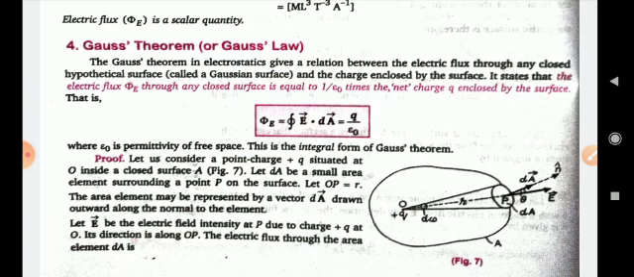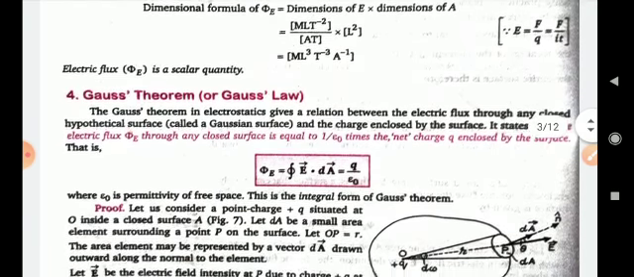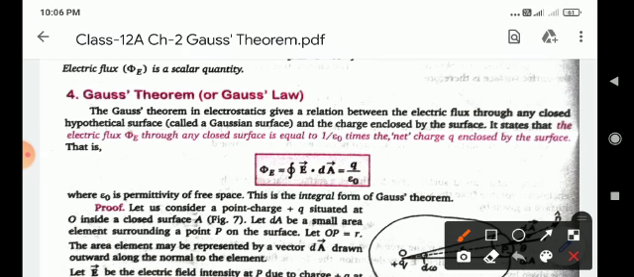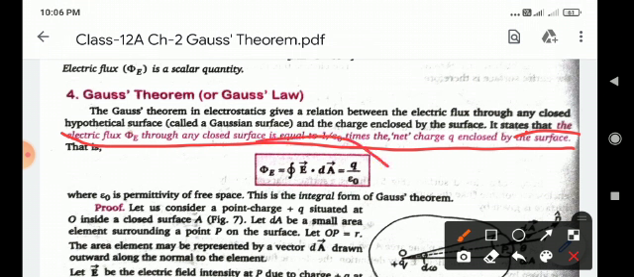The actual meaning of Gauss law is that the total electric flux phi E through any closed surface is equal to 1 upon epsilon naught times the net charge Q enclosed by the surface. It is the main formula. Please listen, children. Underline it. Very important part of the Gauss theorem.